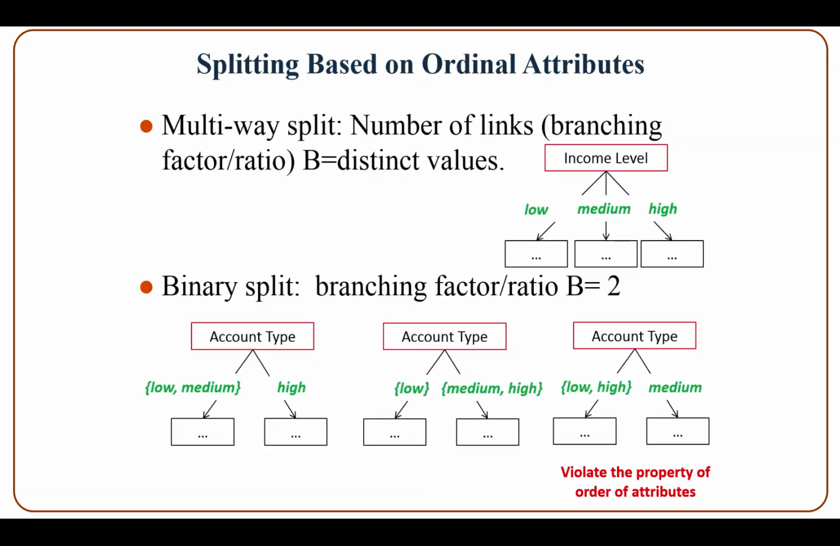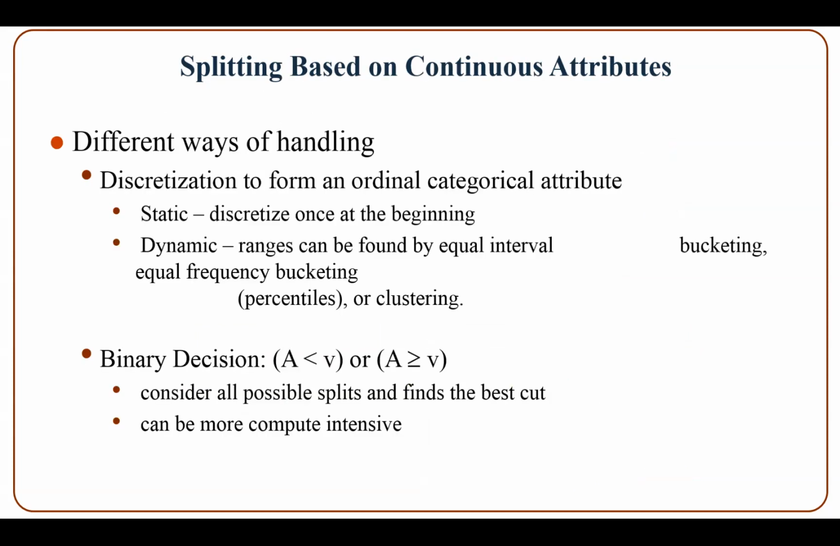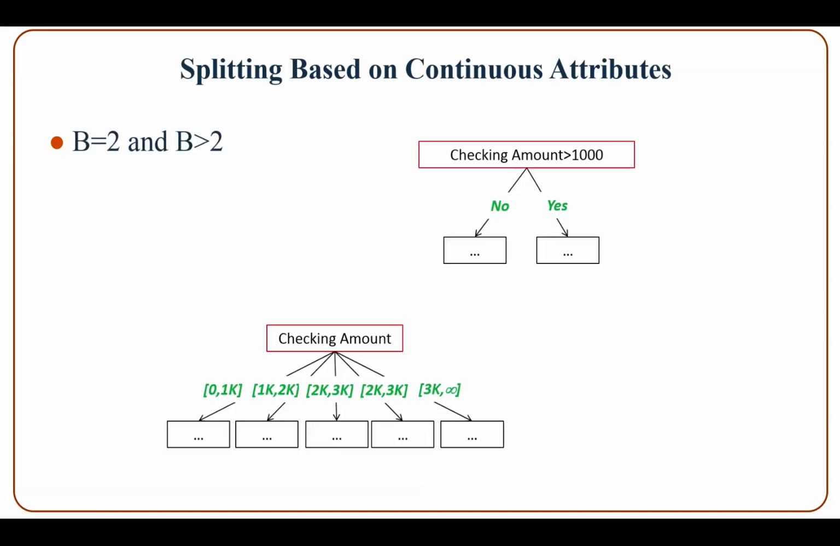How about the test conditions with ordinal attributes? It is similar, except that the order of attribute values has to be maintained. With continuous attributes, there are different ways of handling: either discretization to form an ordinal attribute, or select a value V for two-way split. This slide illustrates the two methods.